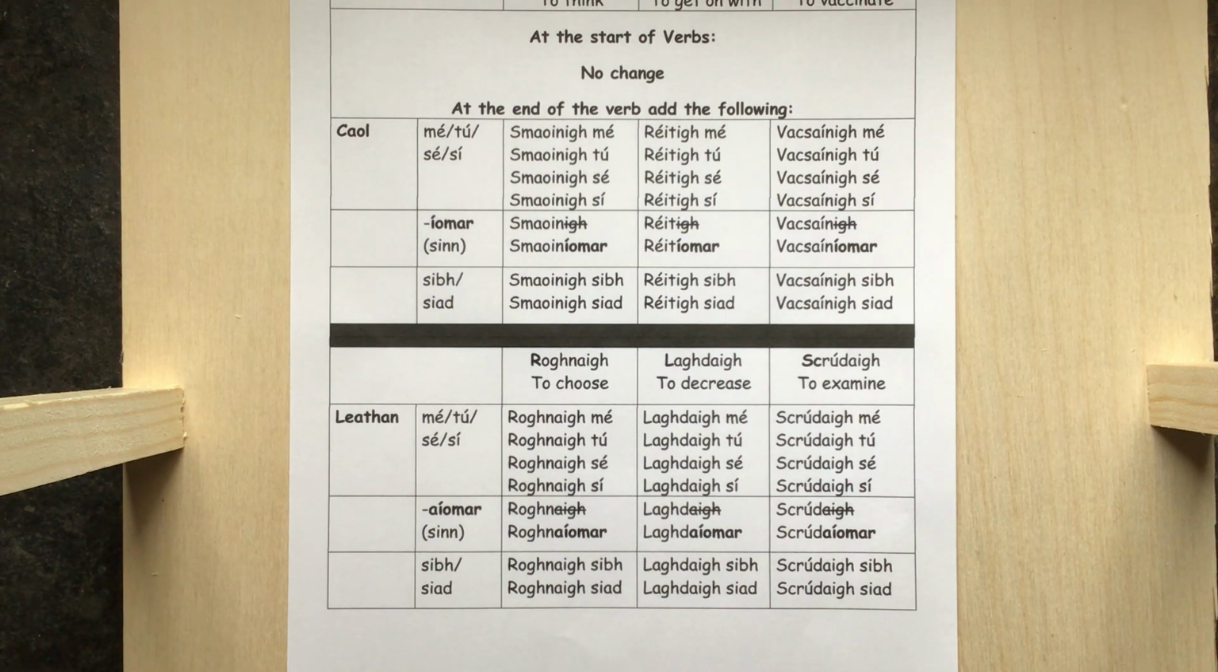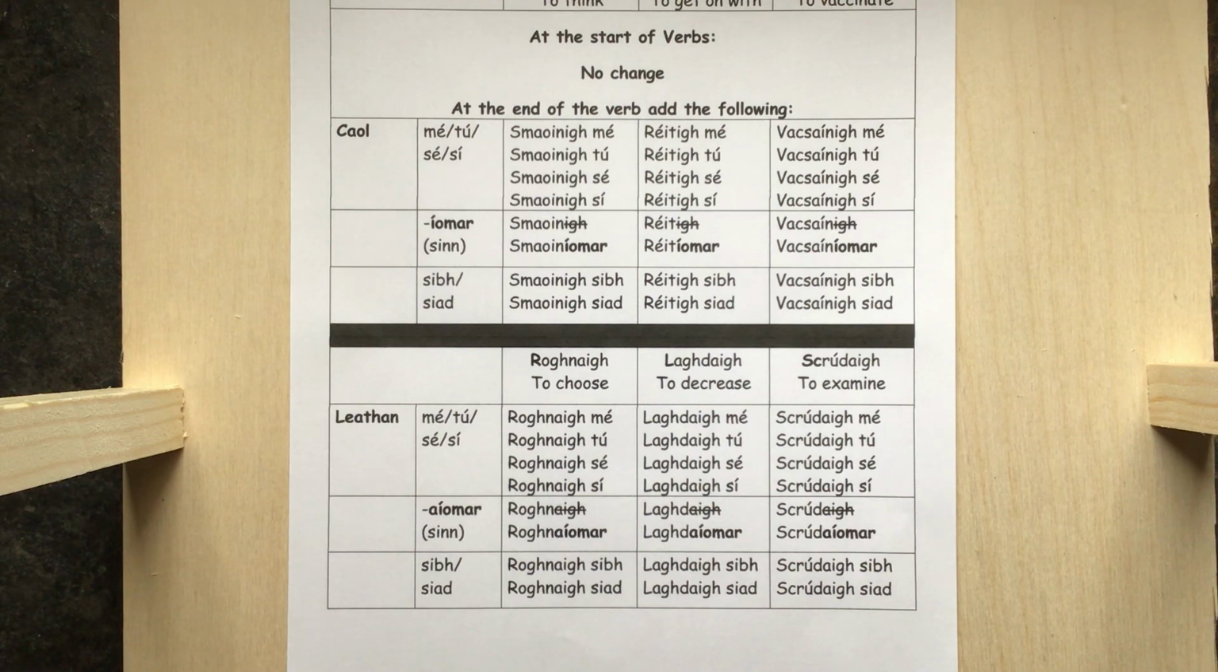There is no change to the start of the verb. So what we're going to do for the we form is we're going to scratch off that AIGH, okay? It's a lahan ending and we're going to stick with the lahan ending, so we have to put AI for the OMAR at the end of that verb.